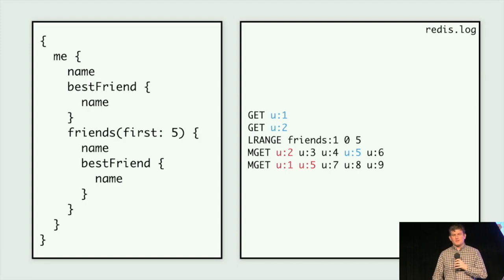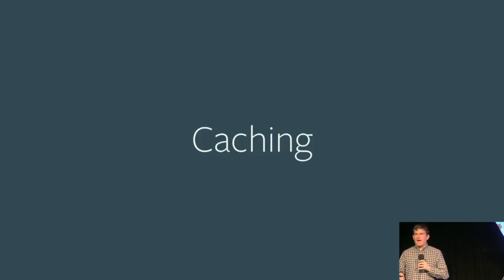I don't know if you can see those colors there, but we've actually overfetched here. We fetch user 1, we fetch user 2, we fetch user 5, and then we fetch them again. There's no reason for our server to do that. It could have just cached it on the front end. So how do we do that?